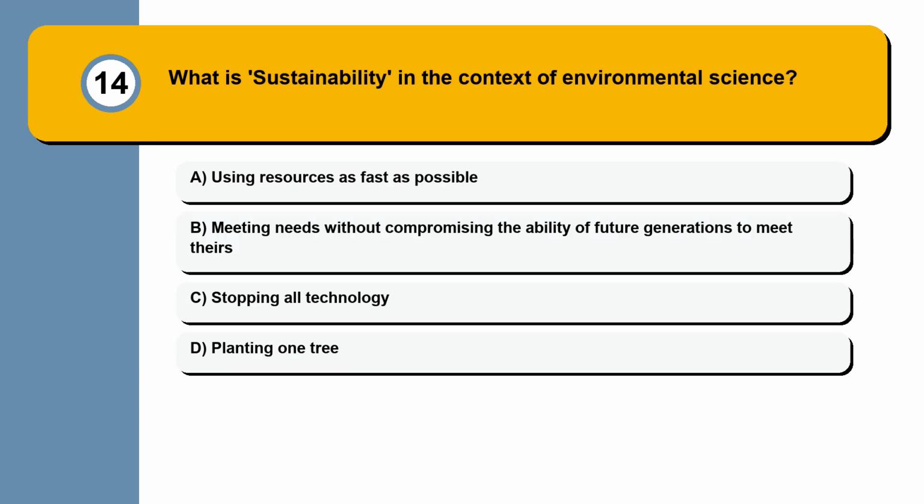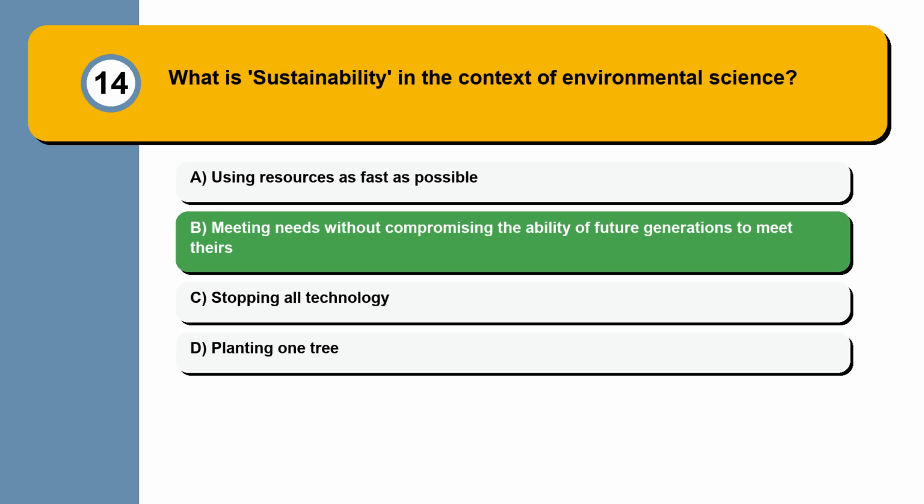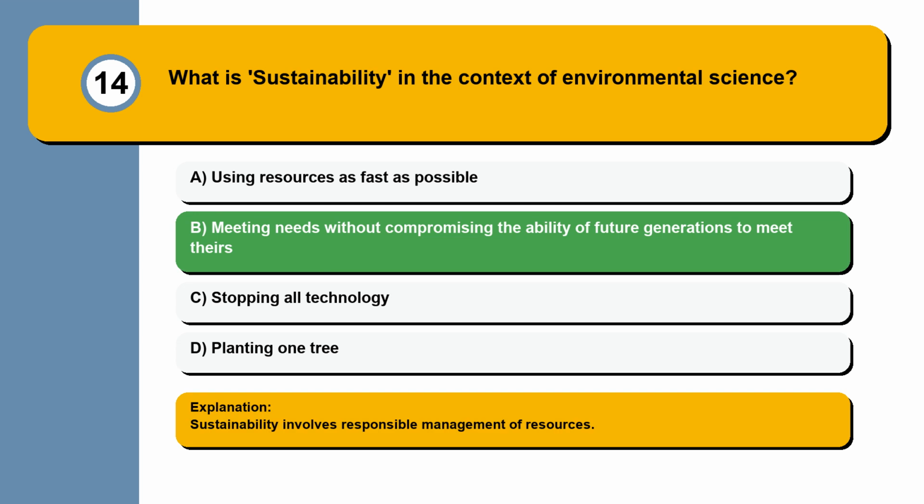Question 14. What is sustainability in the context of environmental science? Using resources as fast as possible, meeting needs without compromising the ability of future generations to meet theirs, stopping all technology, planting one tree. Sustainability involves responsible management of resources.